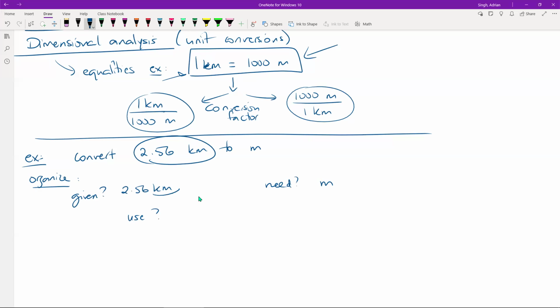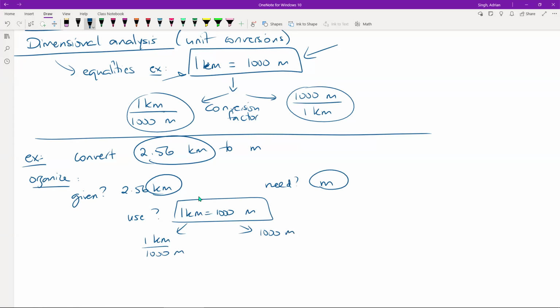Well, we need a relationship that connects kilometers and meters. We just talked about this. We know that 1 kilometer equals 1,000 meters. Okay, and then we have our two conversion factors that we could use. 1 km over 1,000 m, or 1,000 m over 1 kilometer.